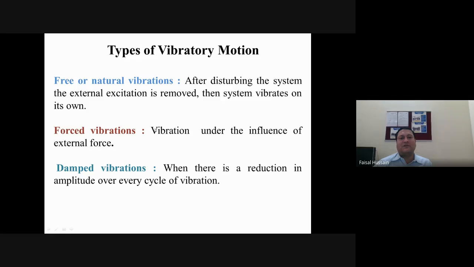Now, generally, what is free vibration or natural vibration? It means that if external excitation is applied on a body, an external force is applied on the body, and the body gets disturbed. And after the disturbance, if that external excitation is removed, then the system will vibrate on its own. Such type of vibrations comes under the category of free or natural vibration.